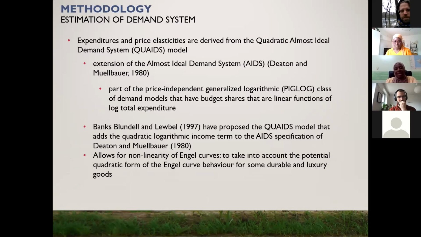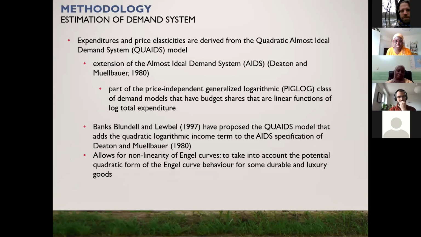And so, Ami, I give you the floor. Thank you, Ndèye Fatou, for your presentation. So now I will continue presenting the methodologies that we use, and also the results and policy implications. The second question was related to the price and expenditure elasticities for local and imported rice.